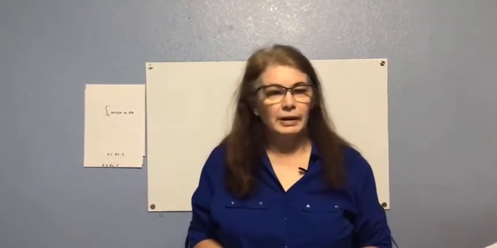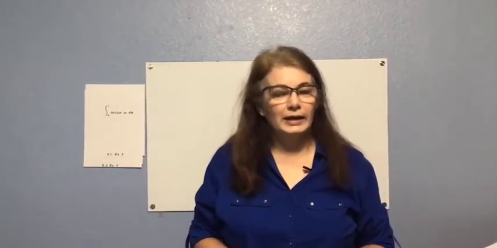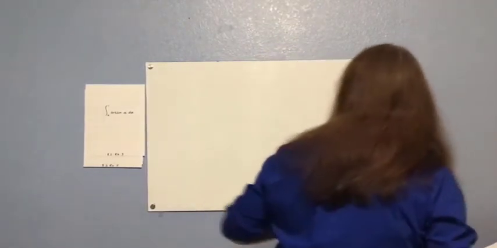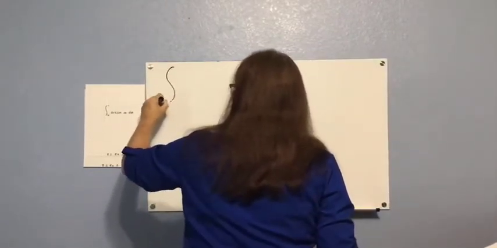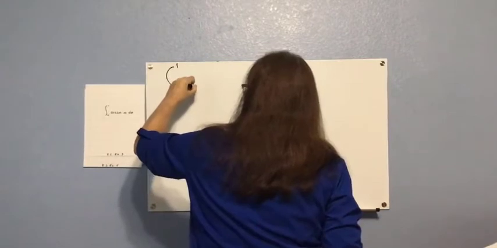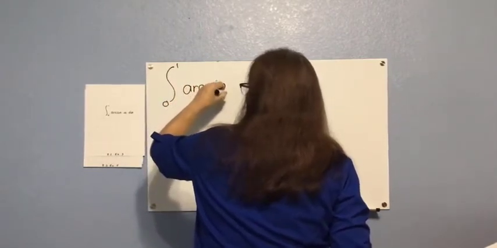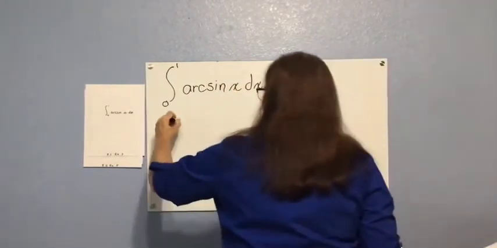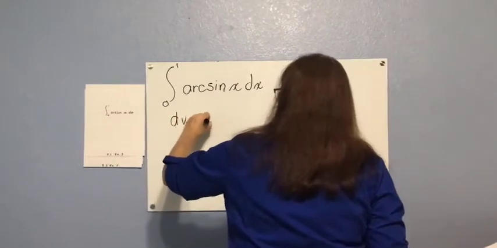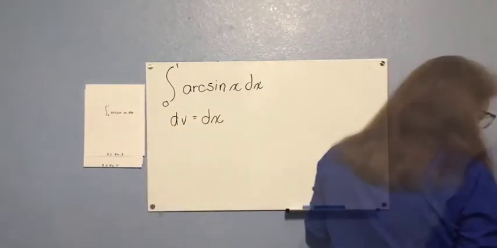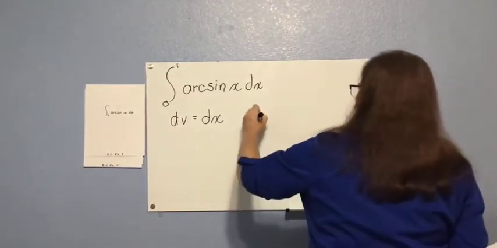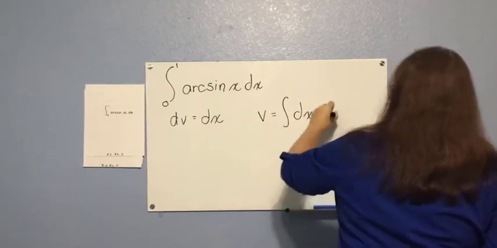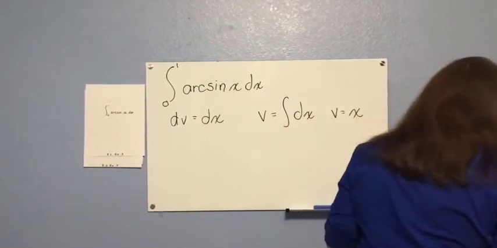I can use integration by parts even if my integrand only has one part. Let's see how that looks. I've got this integral from 0 to 1 of arc sine x dx. In this case, I'm going to let dv equal dx. This means that v will equal the integral of dx, or v equals x.